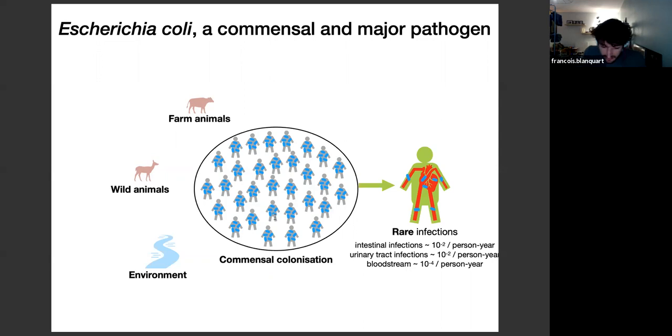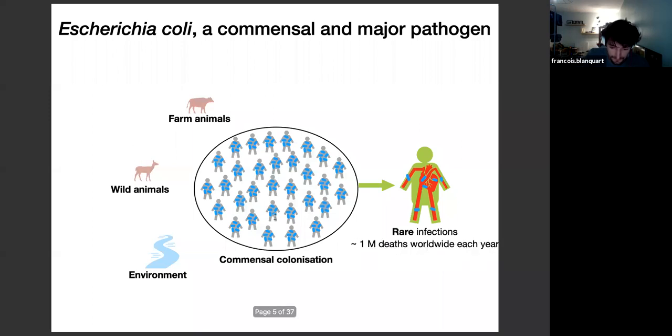For example, intestinal infections, at a rate of about 10 to the minus 2 per year. Urinary tract infections are also quite common, and more rarely bloodstream infections at the rate of 10 to the minus 4 per year. And all of these infections are rare. Since everyone carries E. coli, they still cause a considerable burden. So there's of the order of 1 million deaths from E. coli infection each year in the world.